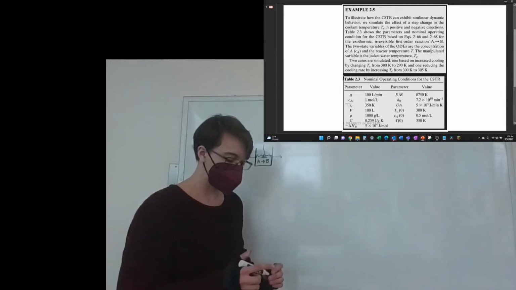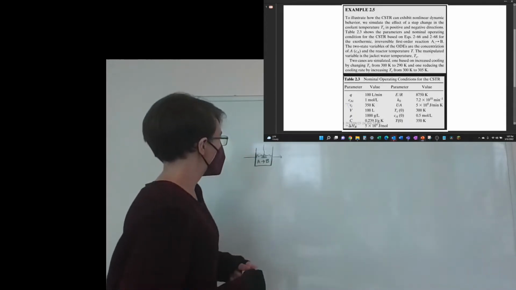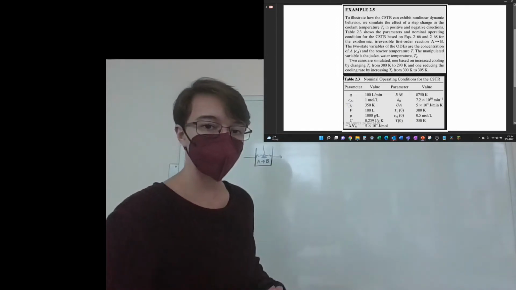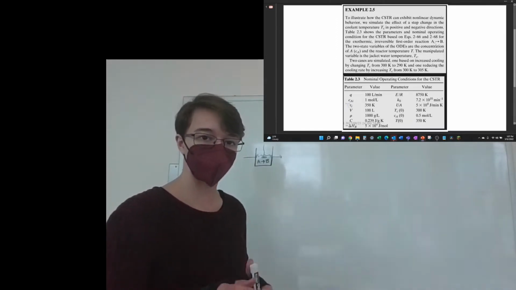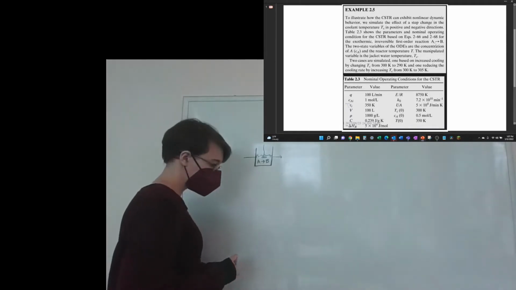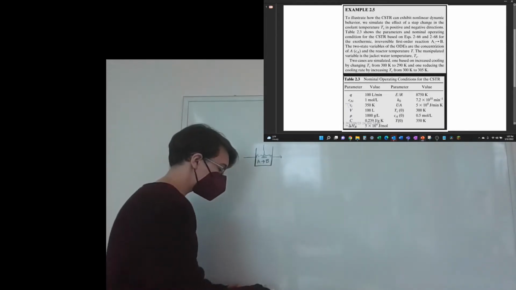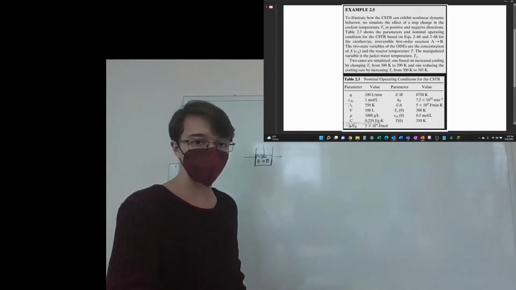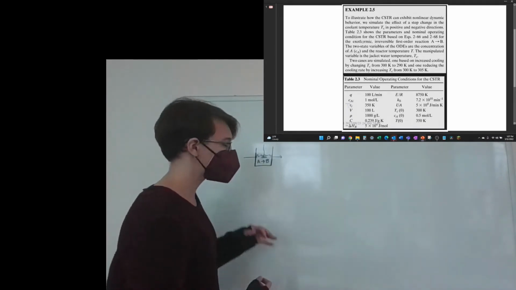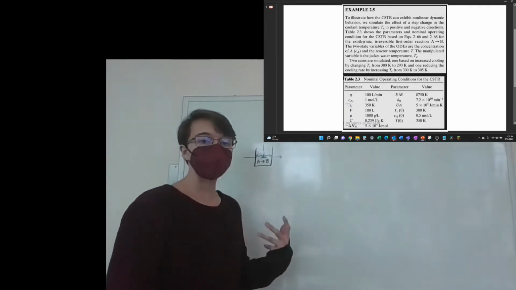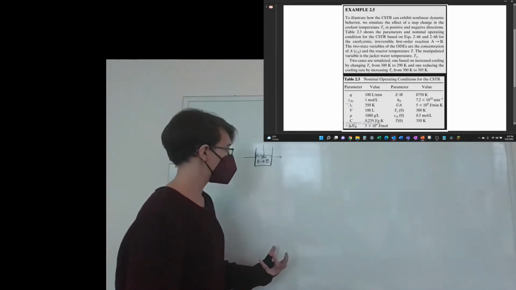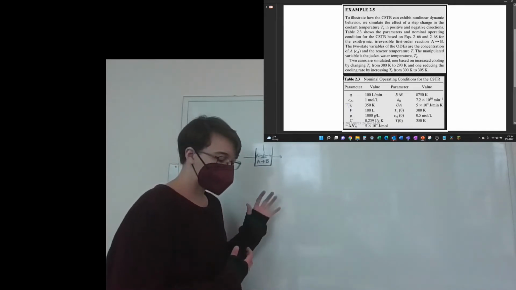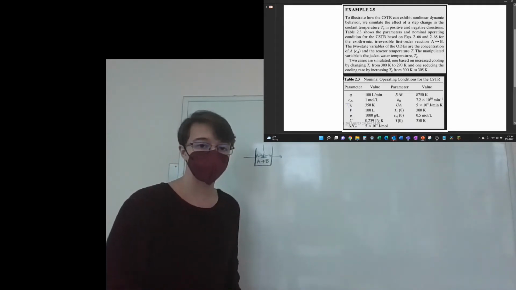Alright, so now that we know kind of what we're looking at, we keep reading the problem, and it says that we want to simulate the effect of change in coolant temperature. So that means we're going to need a coolant of some sort. And this makes sense because it tells us in the problem that we have an exothermic reaction. So an exothermic reaction is going to release heat as it reacts, most likely causing the temperature to increase.